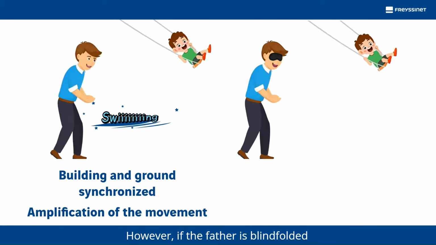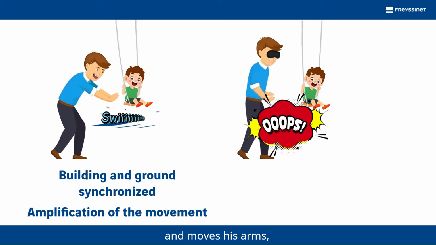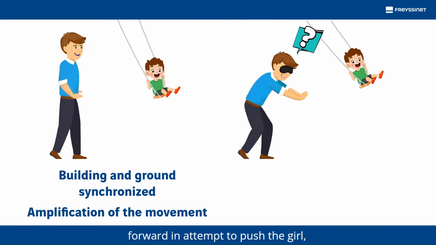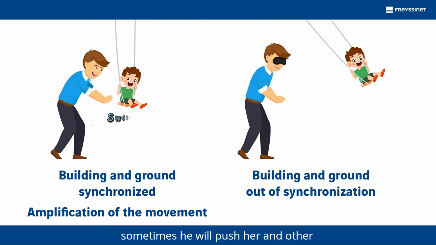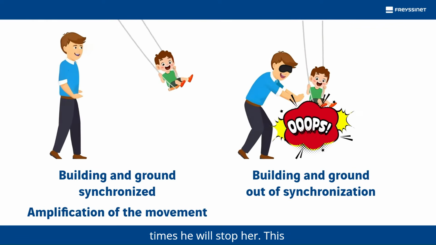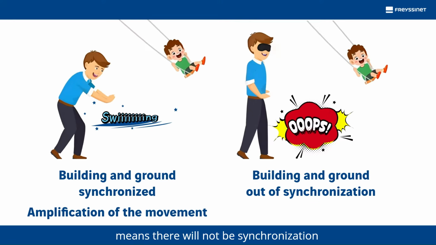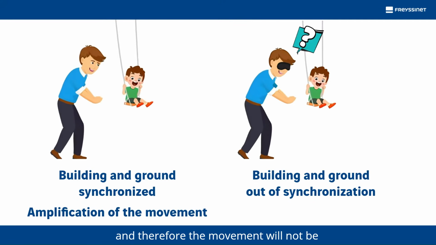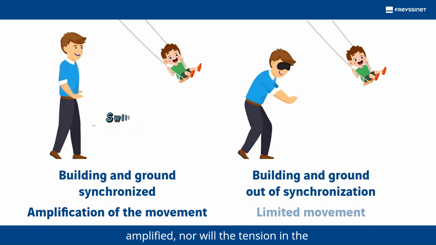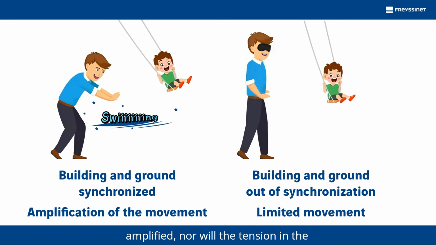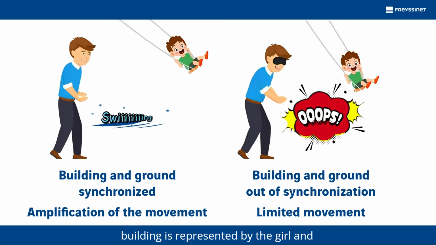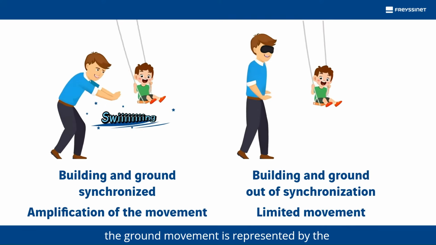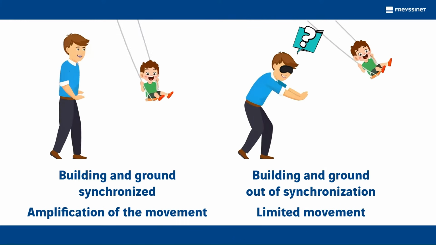However, if the father is blindfolded and moves his arms forward in an attempt to push the girl, sometimes he will push her, and other times he will stop her. This means there will not be synchronization, and therefore the movement will not be amplified, nor will the tension in the rope increase. In this scenario, the building is represented by the girl, and the ground movement is represented by the father.